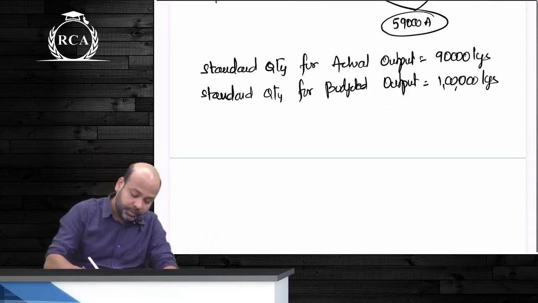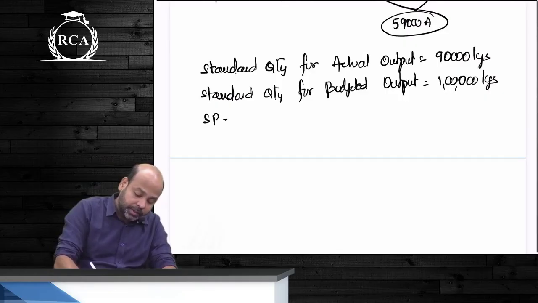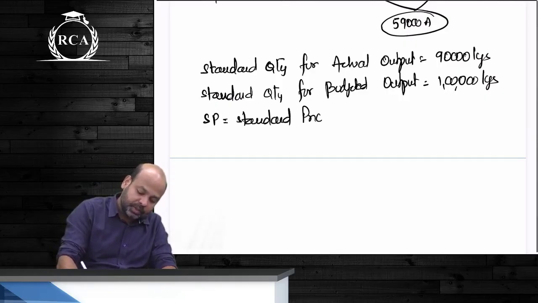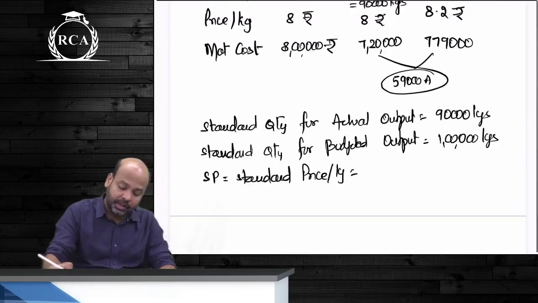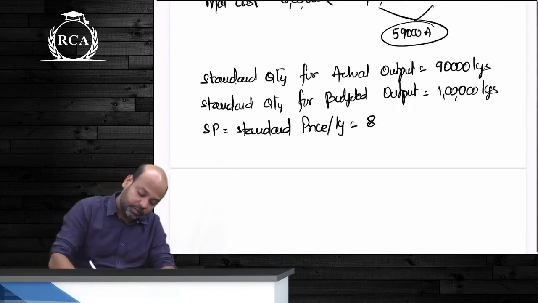Are we clear? Standard SP means standard price here. Standard price per unit of raw material. How much in our example? 8 rupees. What is actual price, or actual AP?